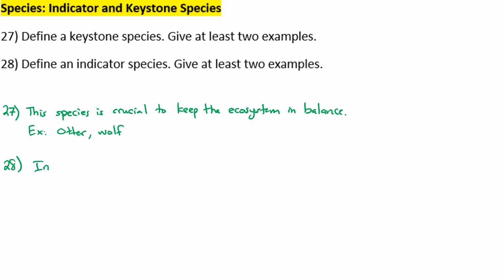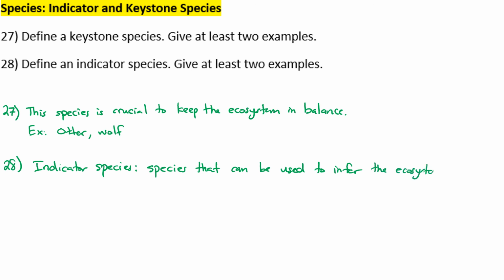Then we have indicator species. So indicator species would be species that can be used to infer the ecosystem health. 2 examples would be tiger, salamander, and the golden toad.